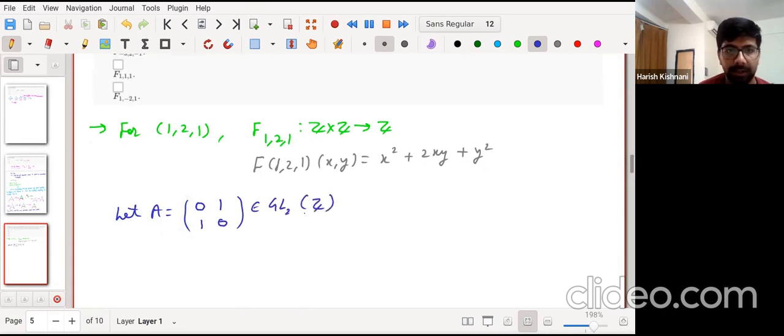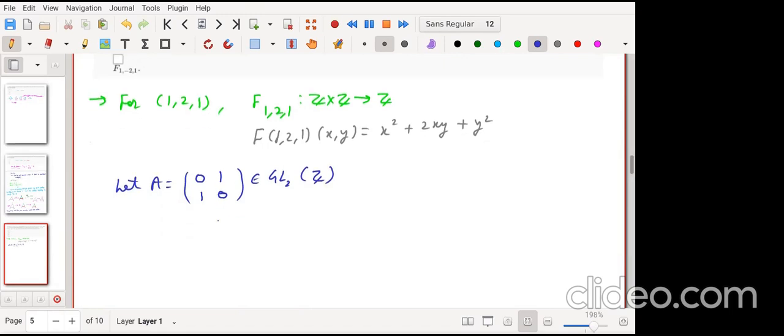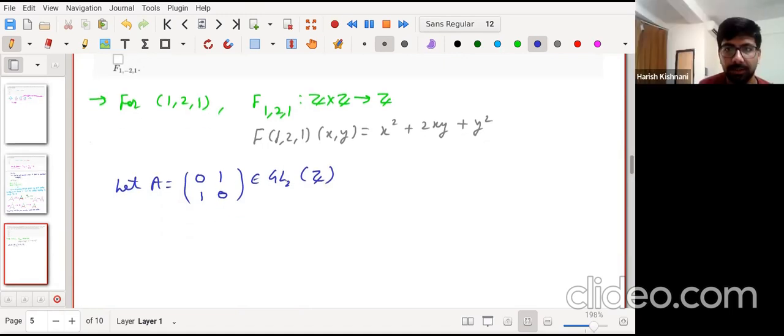Can anyone tell me? Minus 1. Yeah, so minus 1. All entries are integers. Its determinant is minus 1. So it belongs to GL2Z, right? Now, how is this action defined?